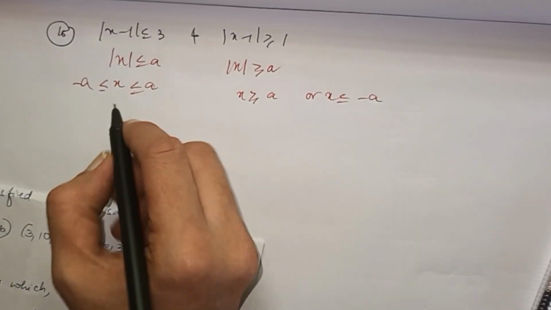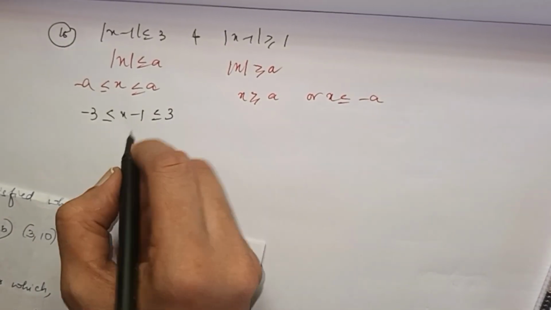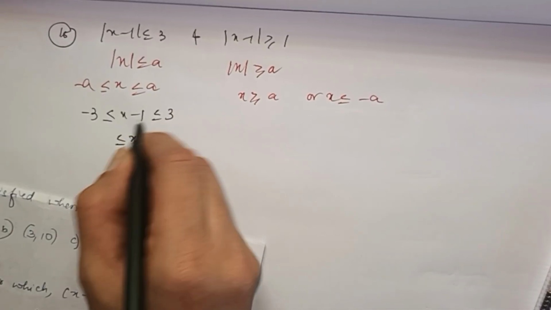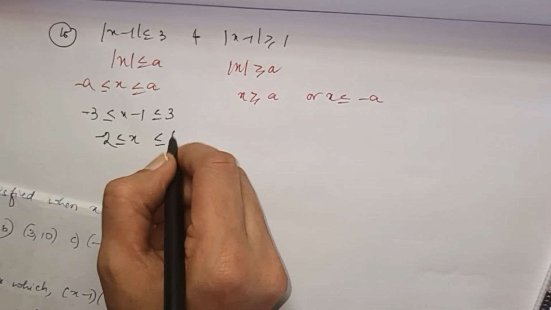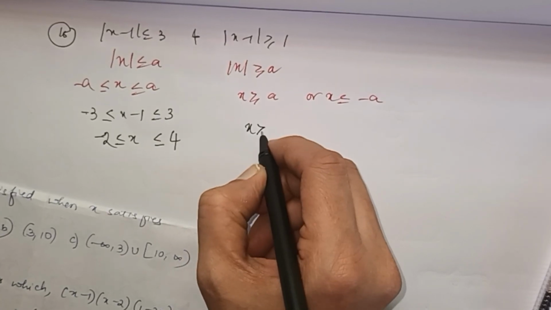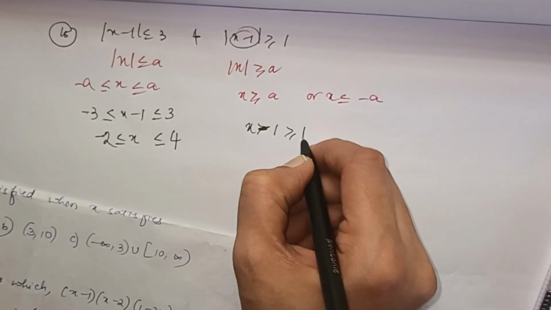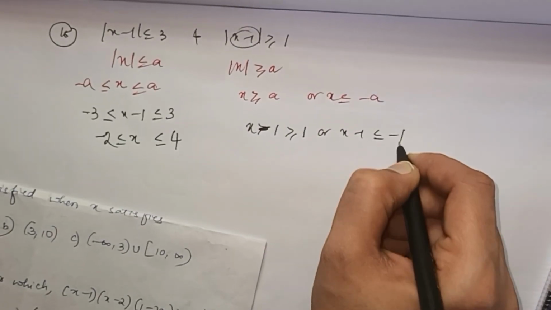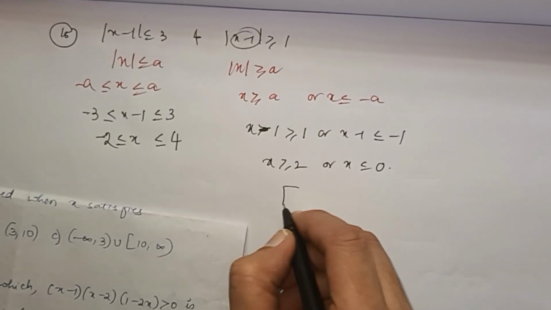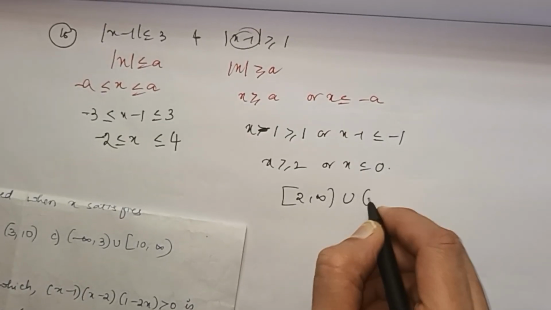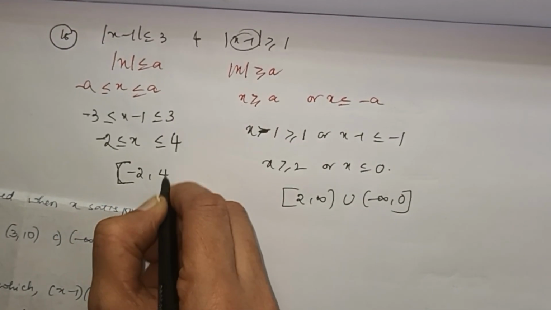So this gives you x minus 1 greater than or equal to minus 3 and less than or equal to 3. x is greater than or equal to, add 1 on both sides. Minus 3 plus 1 is minus 2, less than or equal to 3 plus 1 is 4. Here x is x minus 1. In the place of x you have x minus 1 greater than or equal to 1, or x minus 1 less than or equal to minus 1. x is greater than or equal to 2, or x is less than or equal to 0. Here the solution is 2 to infinity union minus infinity to 0, and here the solution is minus 2 comma 4.